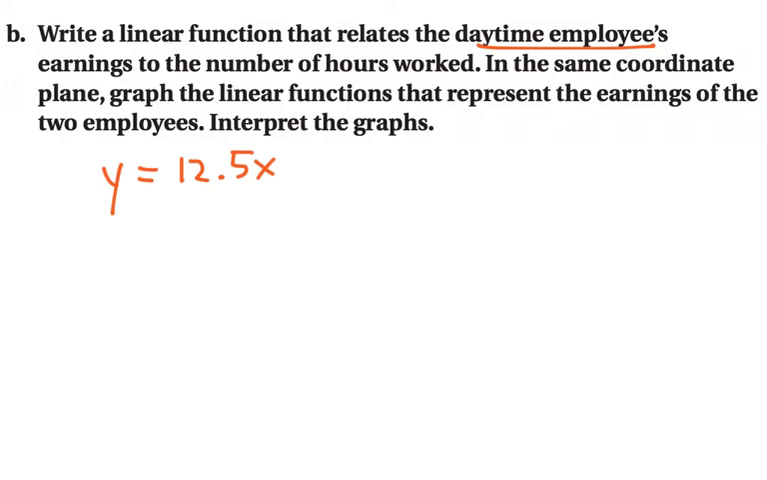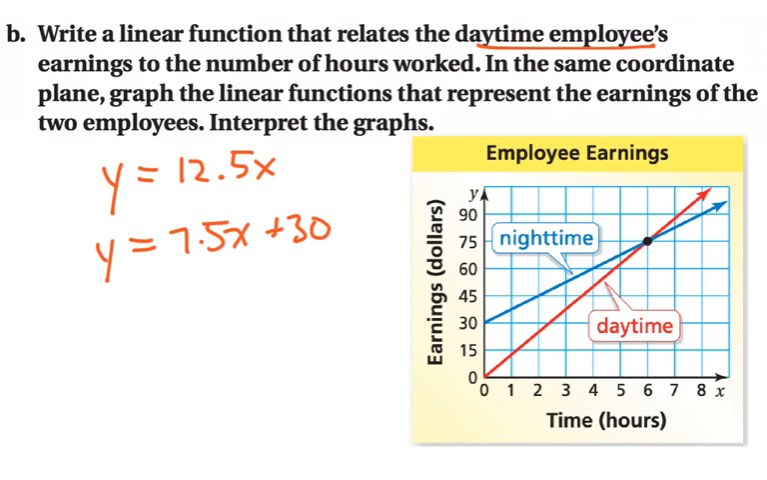And finally, they asked us to graph both of the linear functions, the y equals 12.5x and y equals 7.5x plus 30. And to save us a little bit of time, they would end up looking like this. So we can see both graphs here, the nighttime and daytime employee.